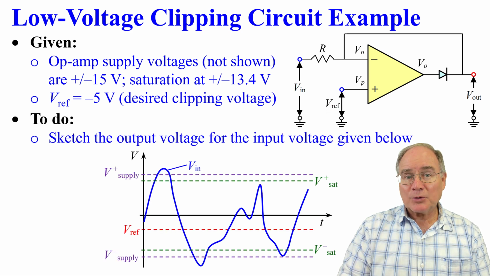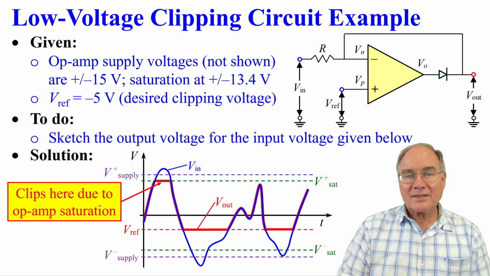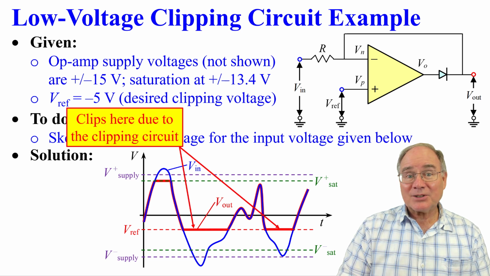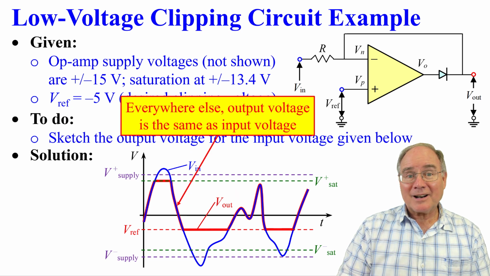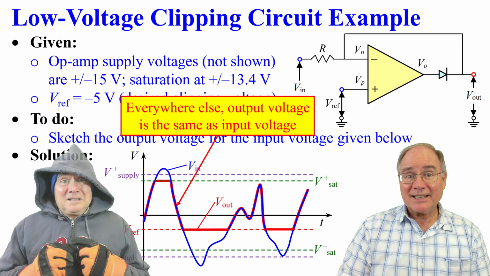Let's sketch the output voltage for this input voltage. We show Vout in red. The circuit clips up here due to the op-amp saturation, and it clips here due to the clipping circuit, but everywhere else, the output is equal to the input.